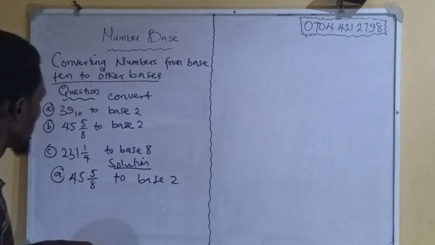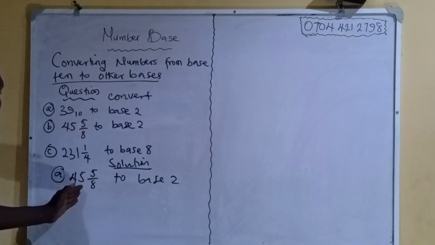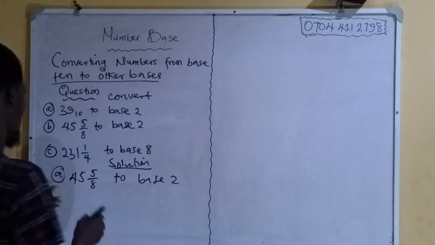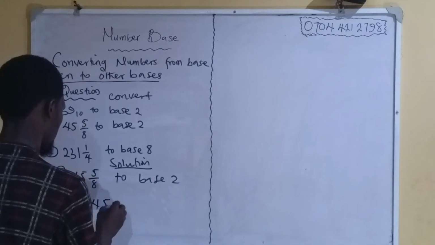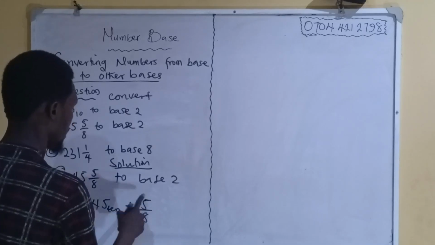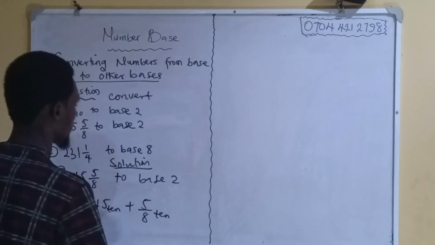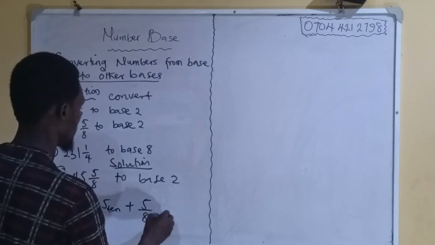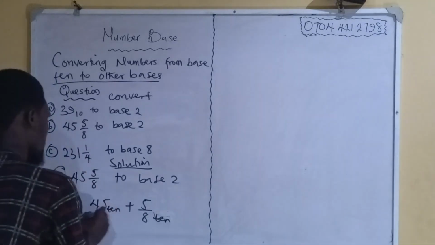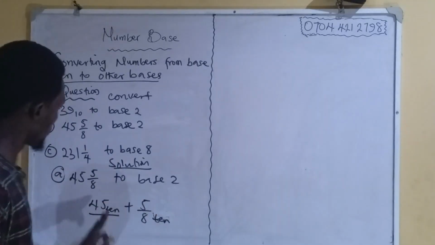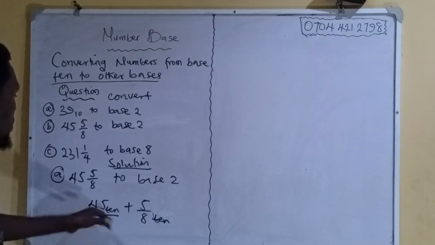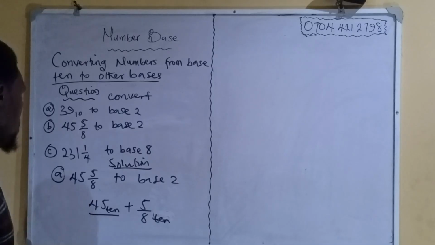Please, you are going to handle this separately. You're going to separate the whole number from the fraction. So this will eventually become 45 base 10 plus 5 over 8 base 10, right? You are going to handle this one separately and that one separately. So first of all, focus on the whole number part. This particular number is made of two parts, the fractional part and the whole number.